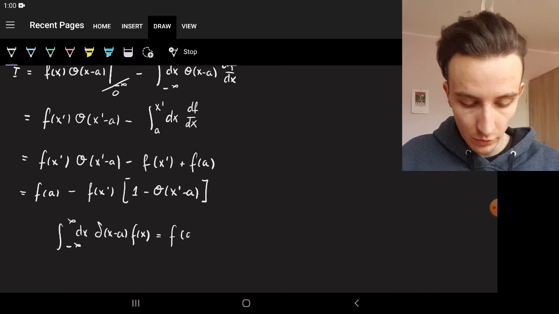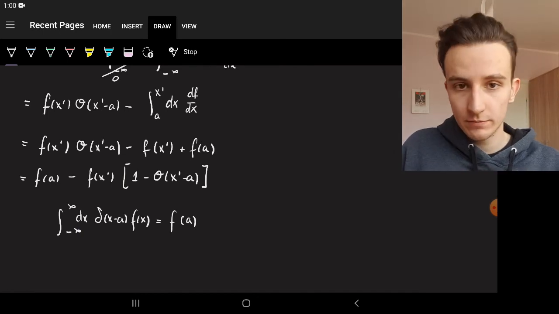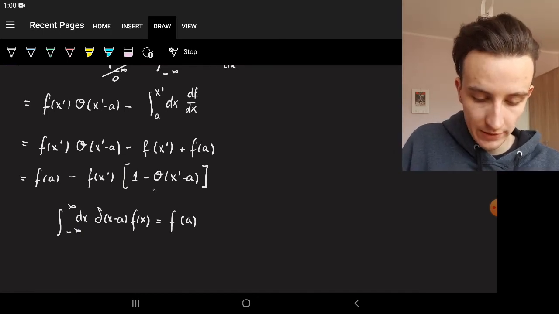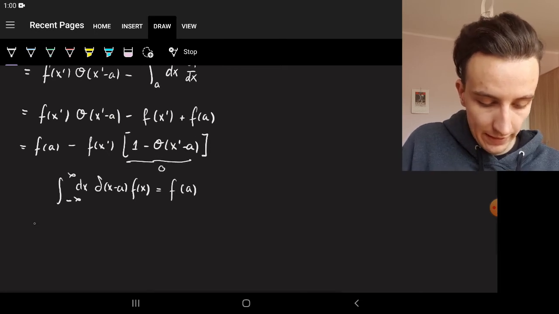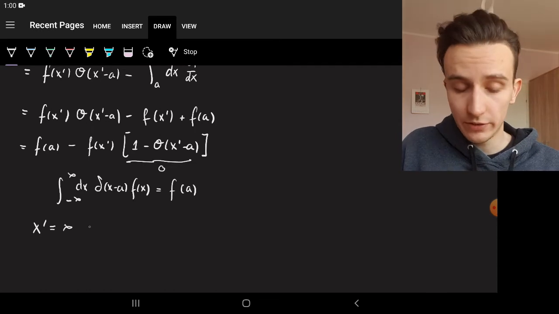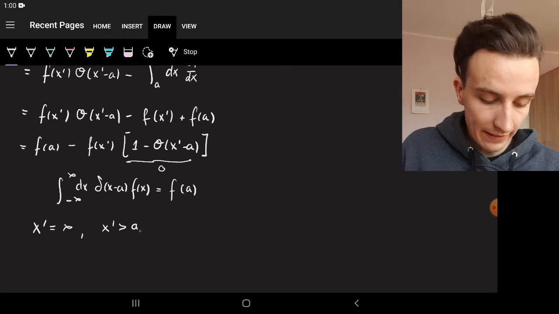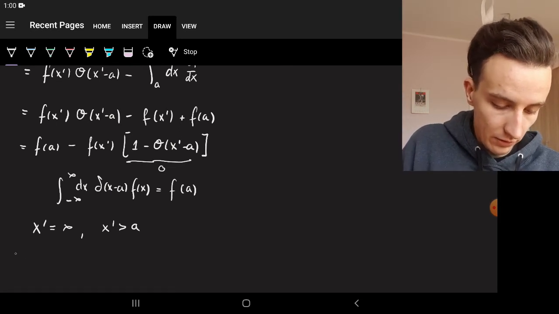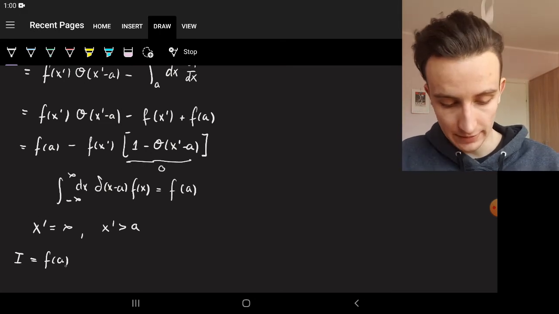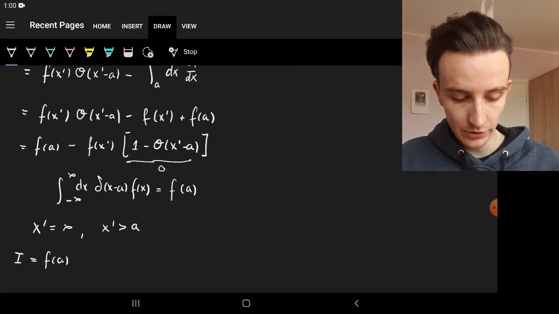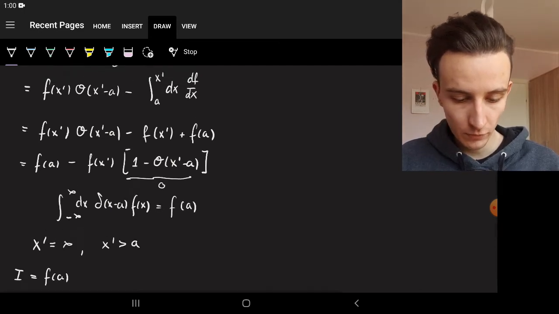Well, the whole interval is just when we say that x prime is equal to infinity. Well, x prime equals infinity gives us a theta of 1, and then this whole thing would be 0, right? So if we say that x prime is equal to infinity, or even to relax it a little more, x prime is just greater than a, then the integral is equal to f of a. And if it's not, if x prime is less than that, then we just get f of a minus f of x prime, whatever x prime is, which makes sense.